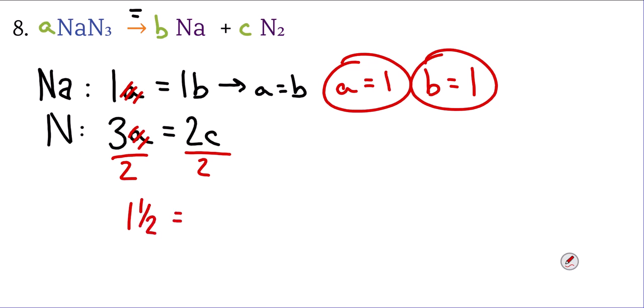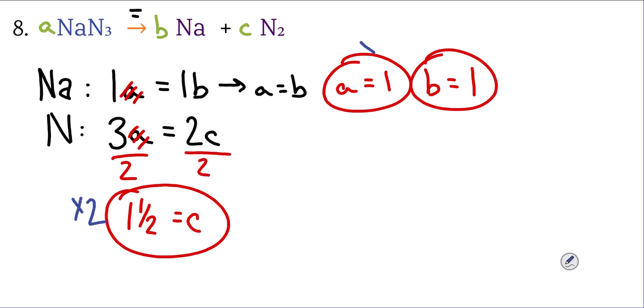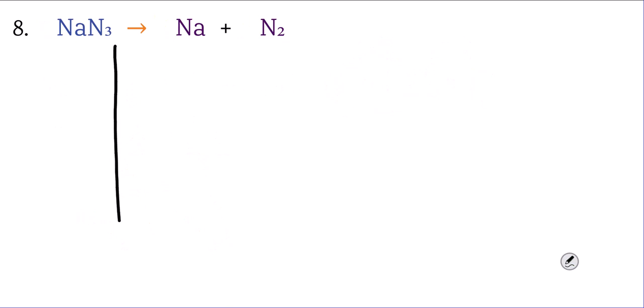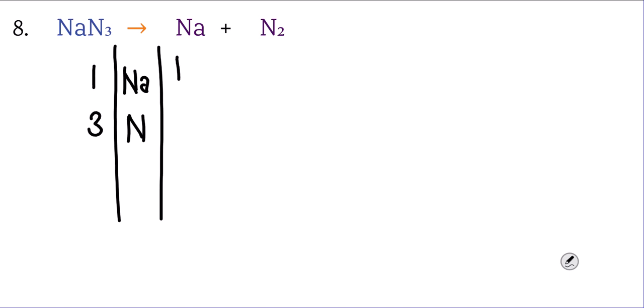I'm choosing A because it has the highest coefficient of 3, and it also tells me about both B and C. Setting A equal to 1 tells me that B also equals 1, and after a little bit of math, it tells me that C equals 1.5. Since I can't have halves, I'll double everything.